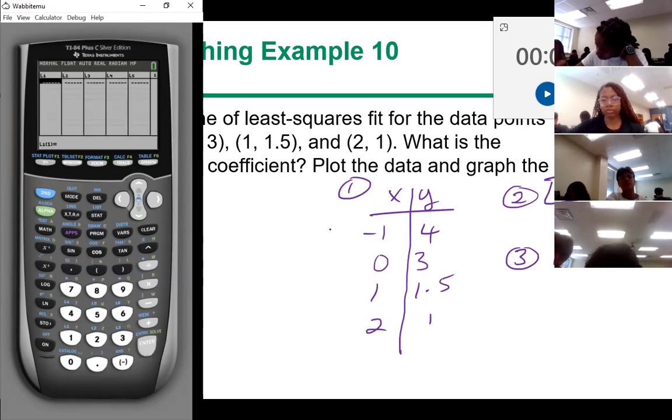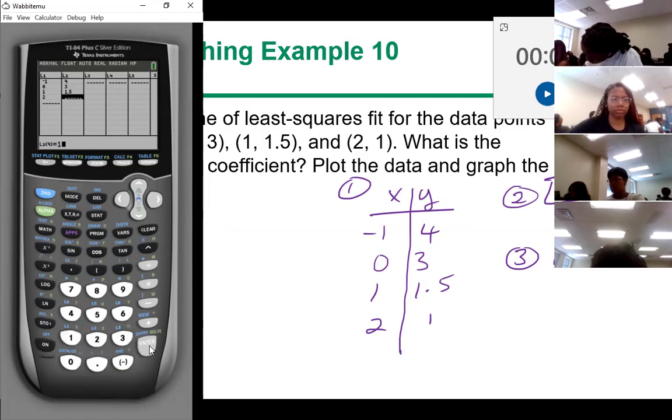In edit, I'm going to put my values in L1 and L2. So we have -1, 0, 1, 2 for my X values. Then I'm going to put in my L2, 4, 3, 1 and 5/10, and 1. Okay. My hope, in theory, is that you would have done this in Algebra 2.